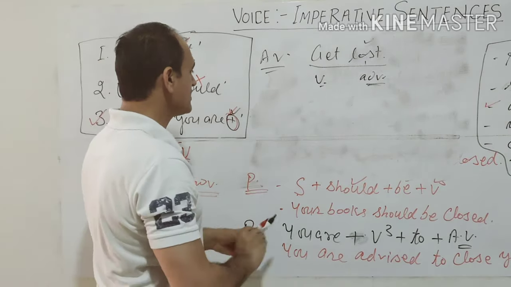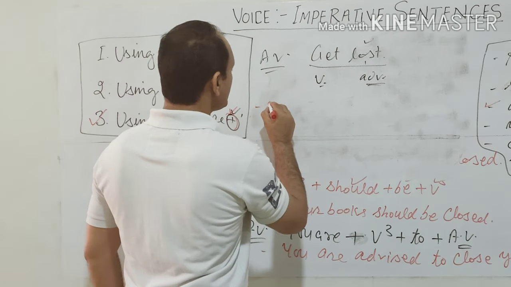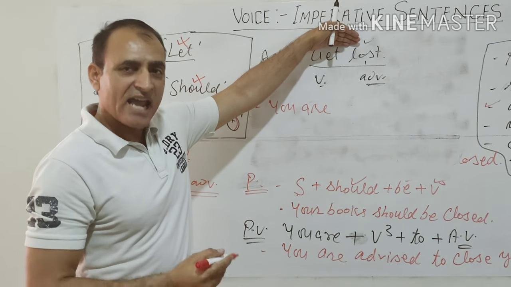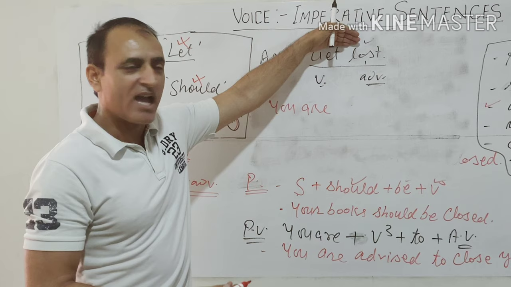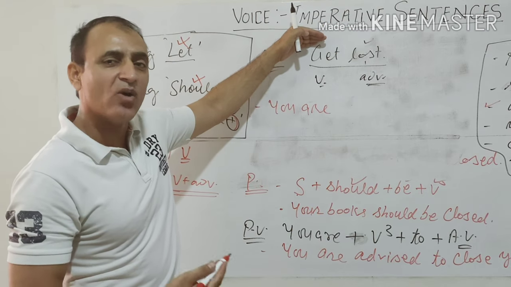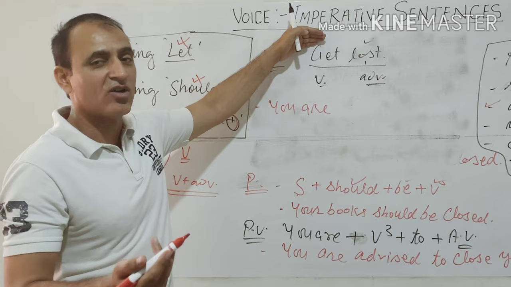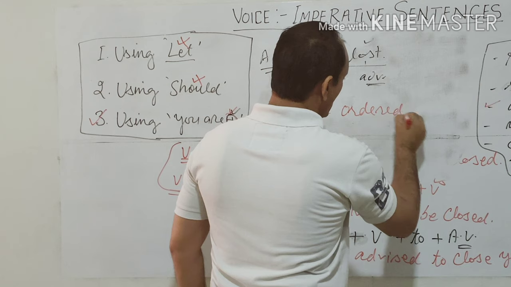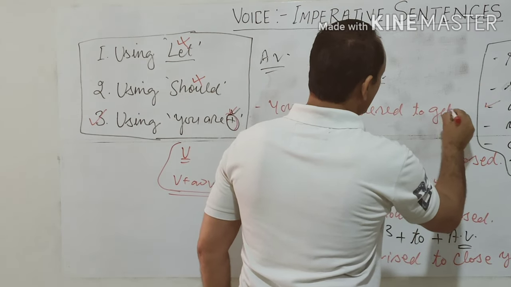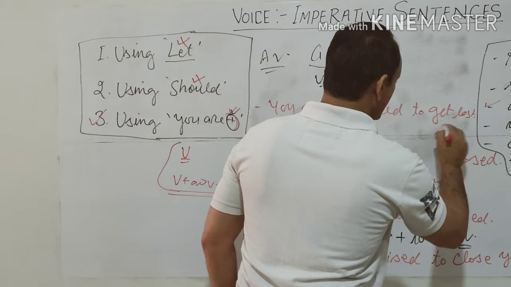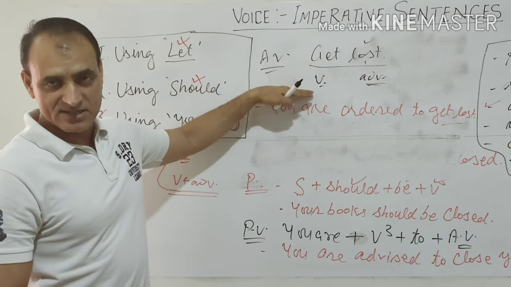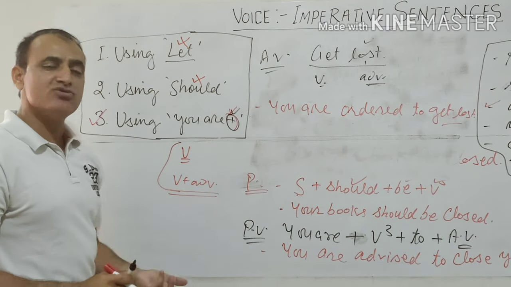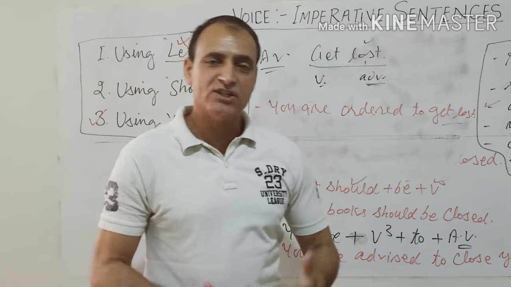And we can use the third one, and it becomes, "You are, get lost." The language itself is so harsh, and we can easily sense it's an order, or it can be a strict order or command. "You are ordered to get lost." This is how we can change this sentence in this case. So these are three different ways, students, you can use to convert imperative sentences into passive voice.